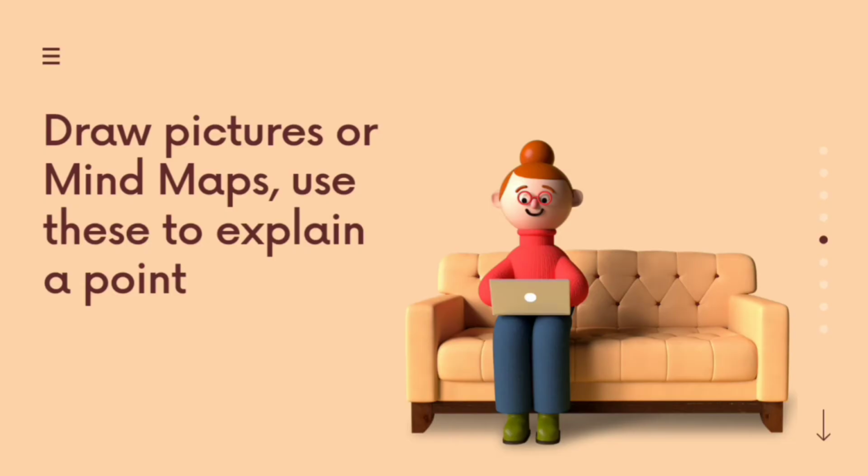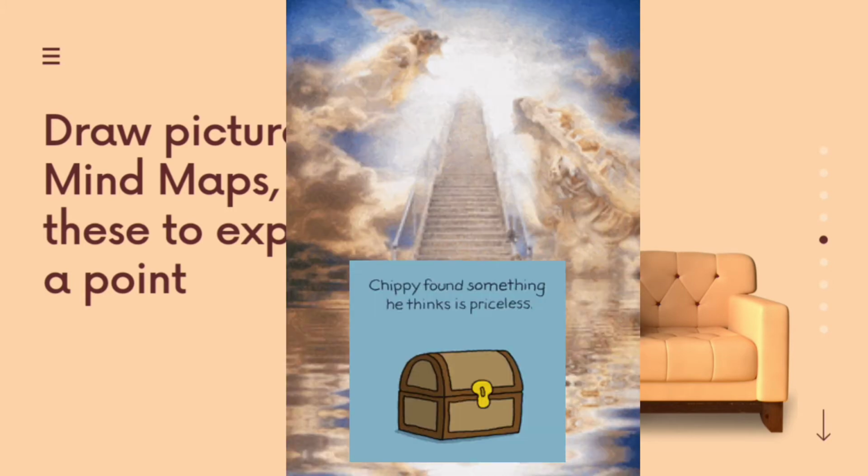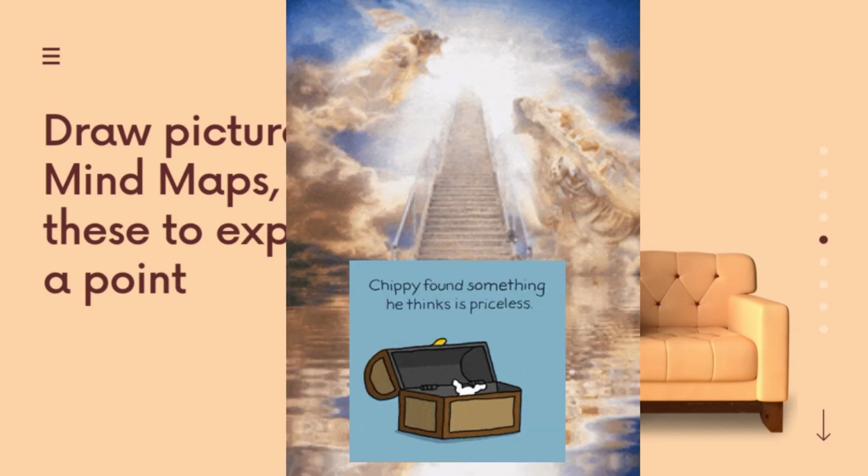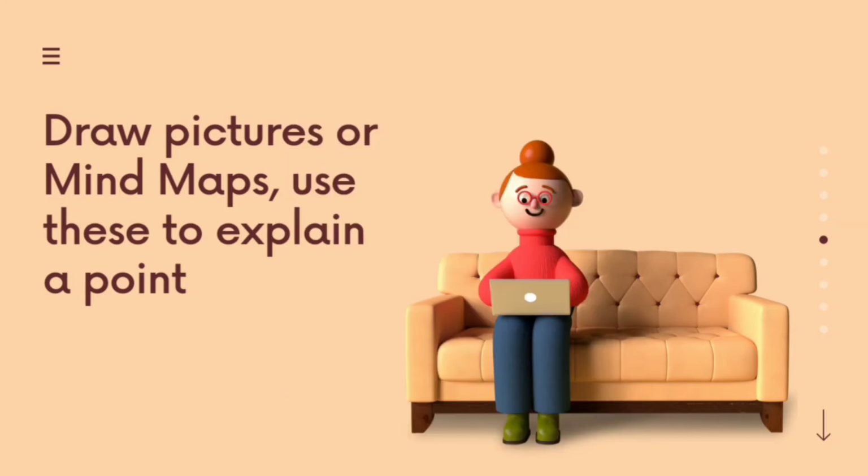Moving on. Draw pictures or mind maps. Use these to explain a point. This tip is like treasure from heaven. Drawing pictures is basically like diagrams. What I do, I redraw my diagrams, or if it's explained in text, a process, I usually make a diagram out of it because that stays in my mind so much better. I'm not a very big visual learner, but sometimes I am both, like an active learner and a visual learner, because they both are very beneficial for me.